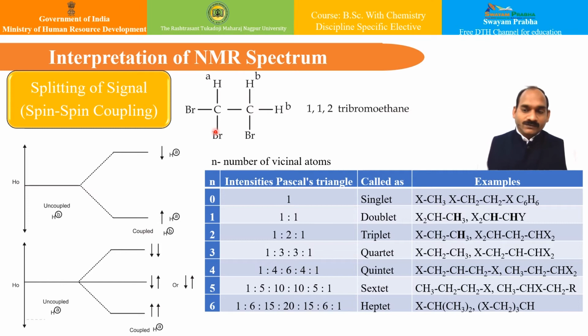Similarly, the splitting of the signal, that is spin-spin coupling, is a very important topic in the interpretation of an NMR spectrum. Unless you understand spin-spin coupling, you won't be able to predict why a particular peak has split into a doublet, triplet or quartet, and therefore it is very important to understand the splitting of signals.